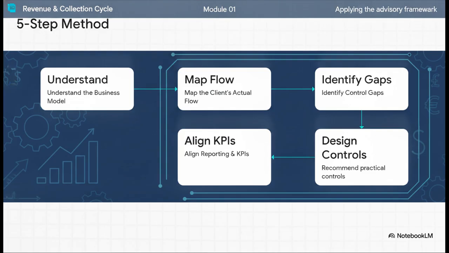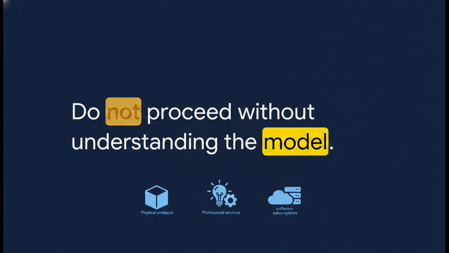The logical flow here is absolutely everything. It is built entirely on cause and effect. Because if you rush ahead, like say trying to design controls before you've even mapped the flow, you are fundamentally going to break your advice later on. Your solutions just won't match their reality. Which brings us to the cardinal rule of advisory. It's simple but crucial. Do not proceed to mapping without understanding the business model.